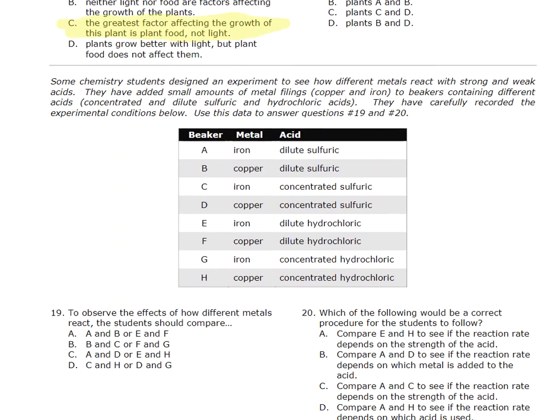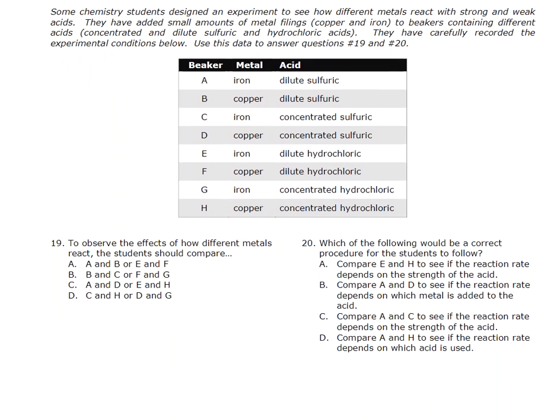For 19 and 20, we're looking at an experiment in which chemistry students designed this experiment to see how different metals react with strong and weak acids. So strong would be concentrated and weak would be dilute. And they took small metal filings of either copper or iron, and they put them into beakers containing different concentrations of different acids, hydrochloric and sulfuric.